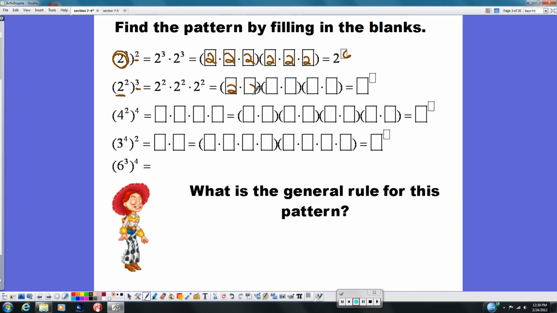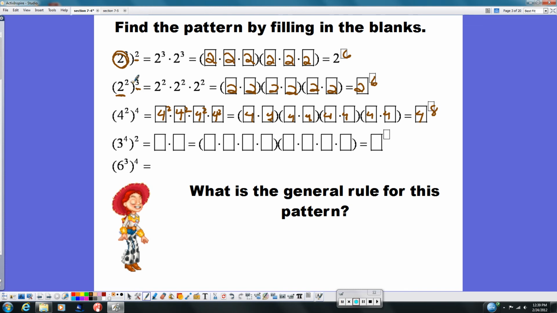This time we're writing 2 to the second 3 times. So we need 2 2's for the first 2 to the second, 2 2's for the second, and 2 2's for the third. So here again, we have 2 to the 6th power. Here, we're going to write 4 to the 2nd power 4 times. So we're going to need a pair of 4's, another pair of 4's, another pair of 4's, and a final pair of 4's to give us a grand total of 8 4's.